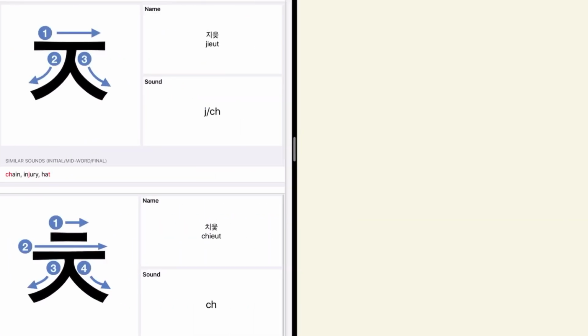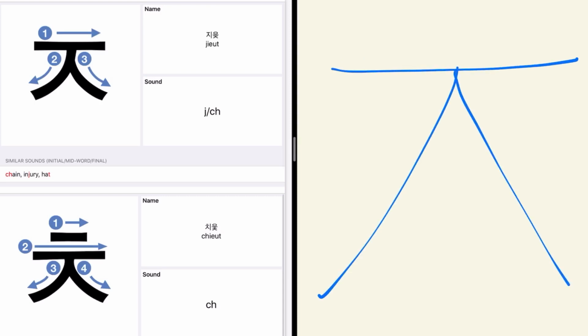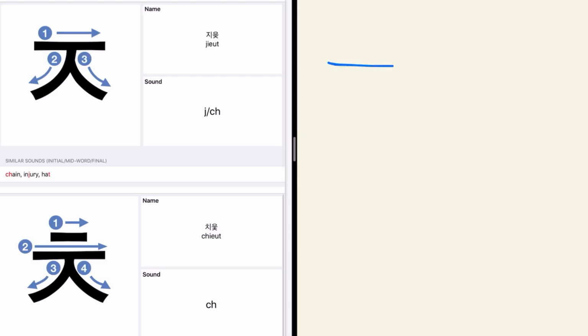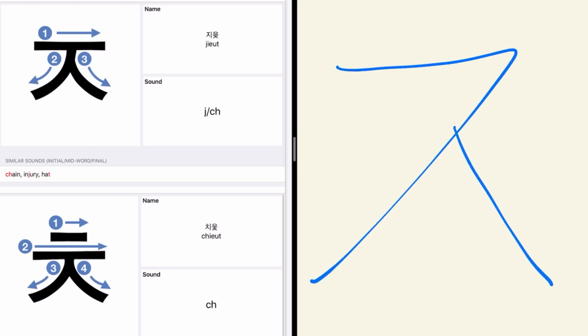And this, it is 지읒. Oh, sorry. 1, 2, 3. And again. 1, 2, 3. Okay, but most Koreans write 지읒 like this. 1, 2. Okay.